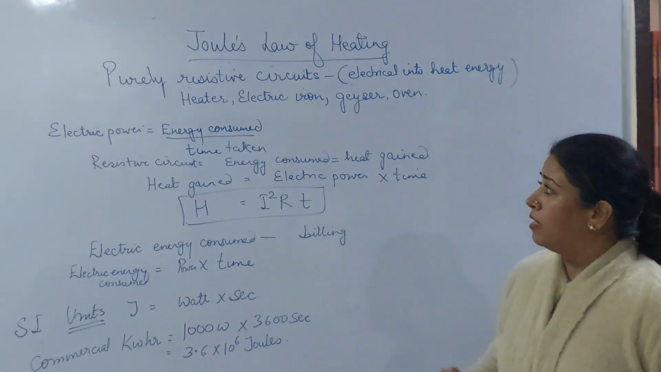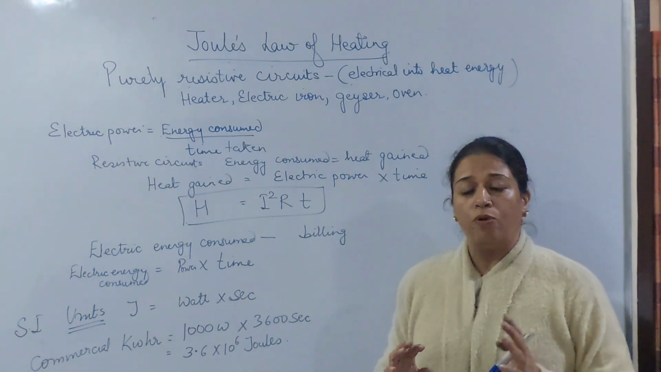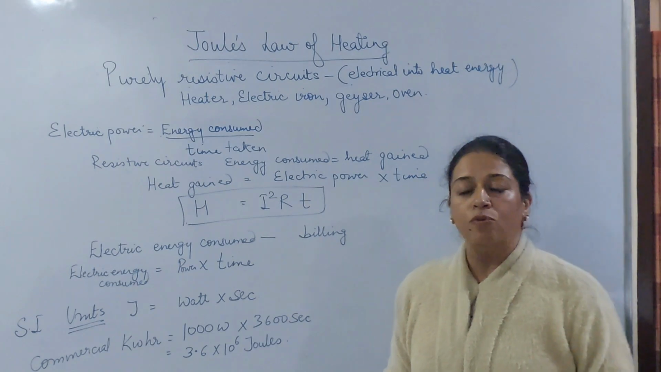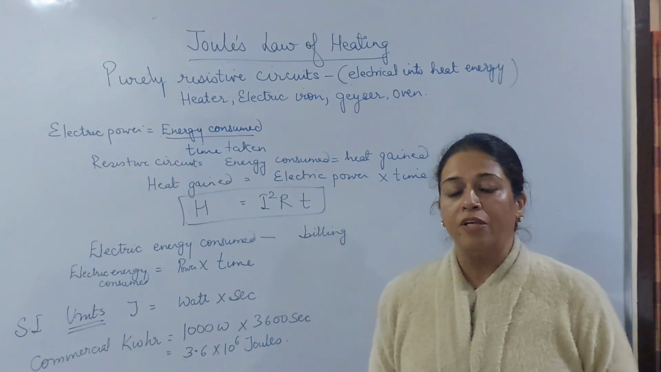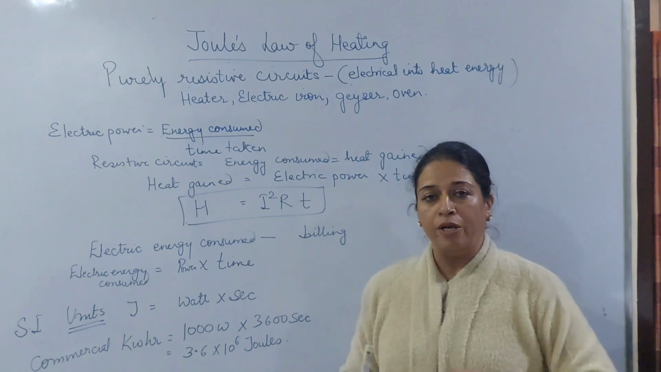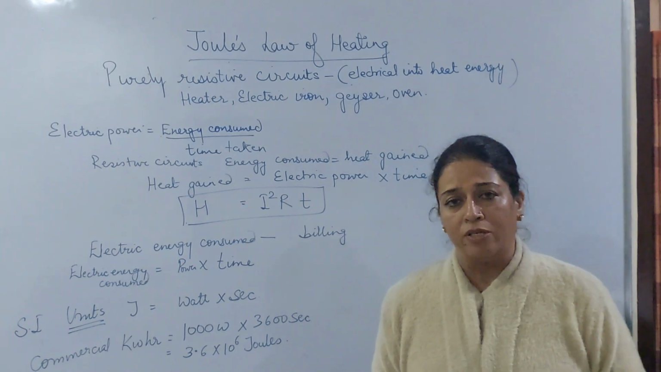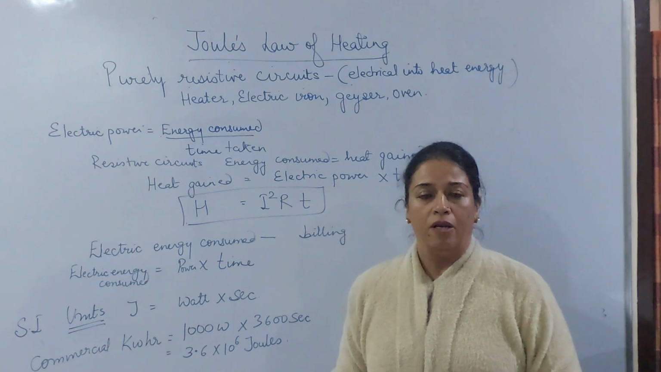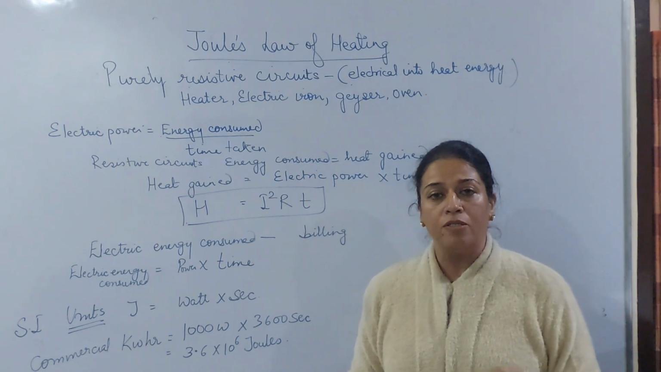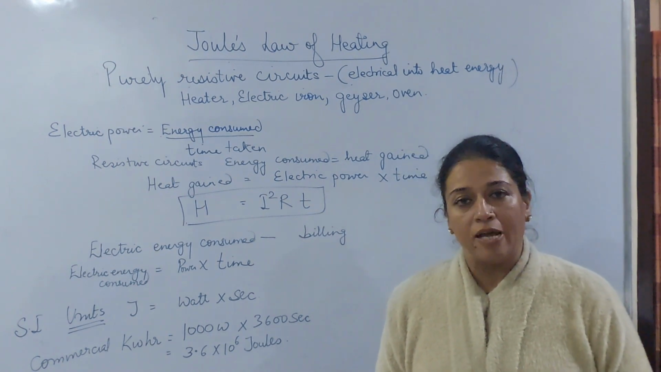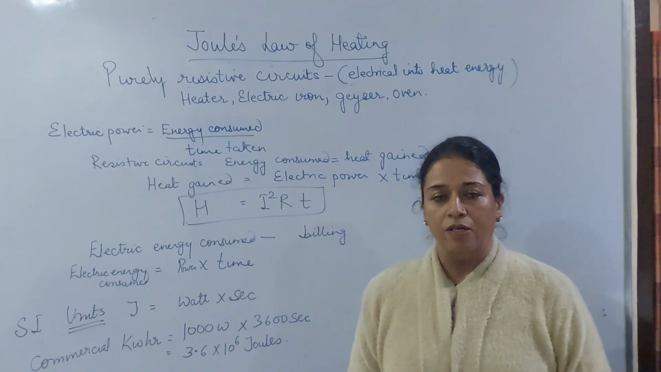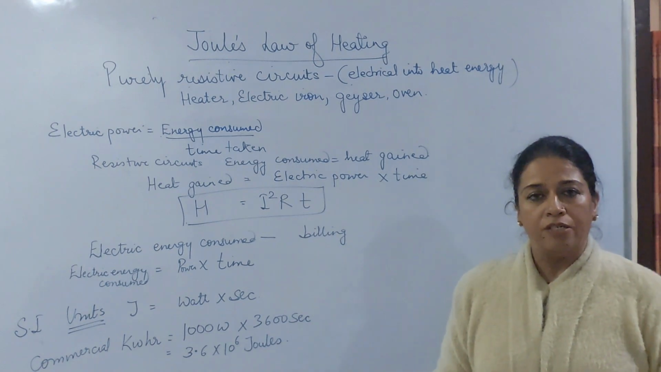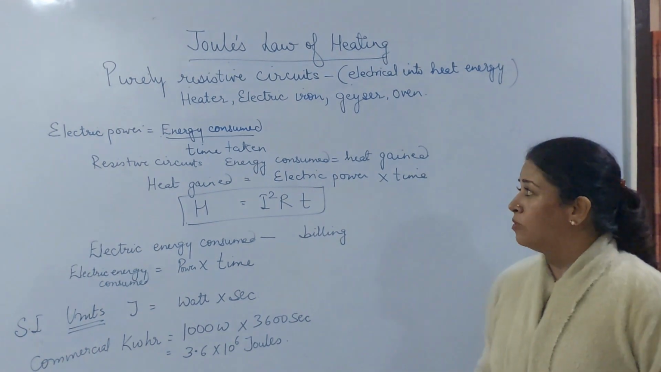And in order to understand that, you also need to know that these devices use alloys, and these alloys, because of their high resistivity and high melting point, make the device last for a longer time. We never use a metal in these devices, because metal would get oxidized easily, and then we'll have to frequently change the elements of the iron or the heater or a geyser, whichever device we are using.